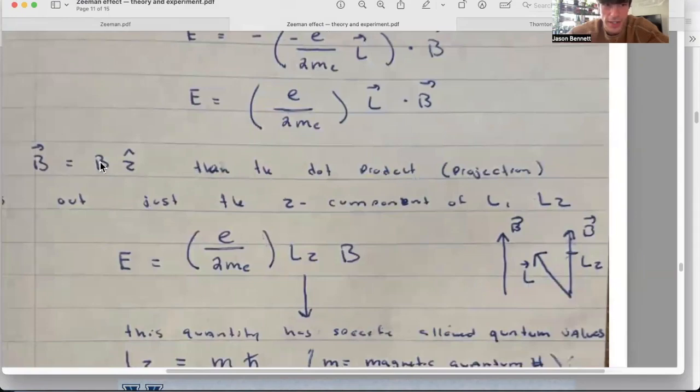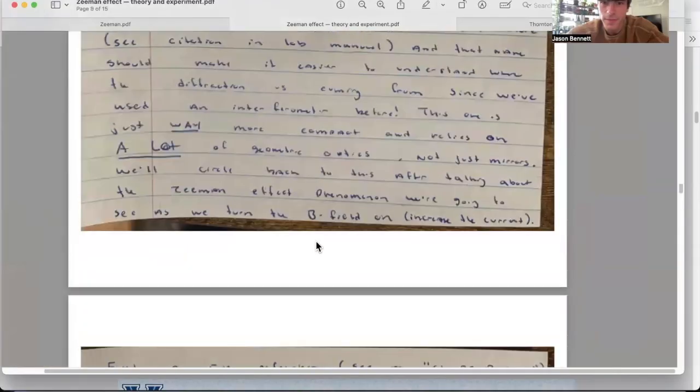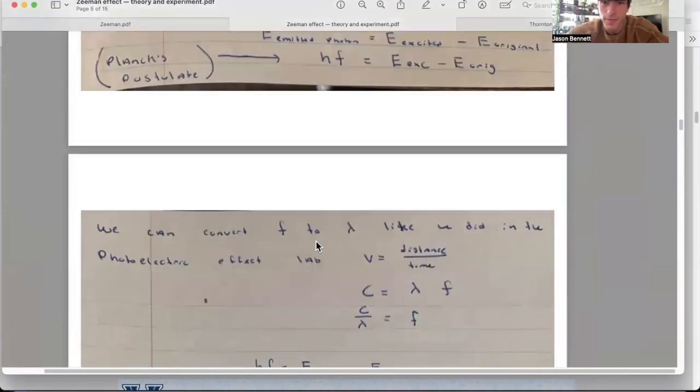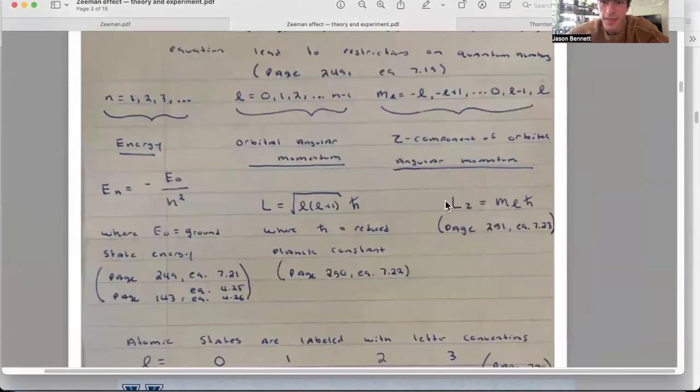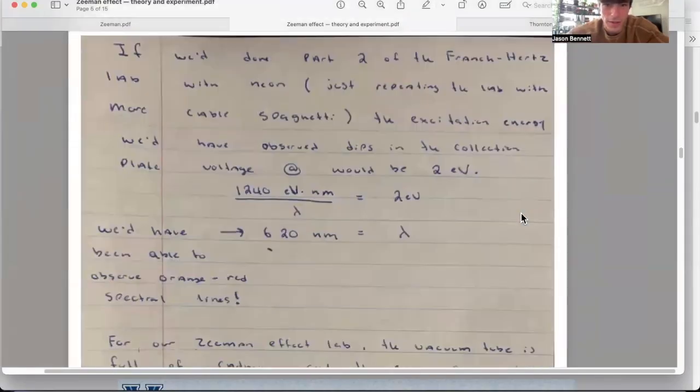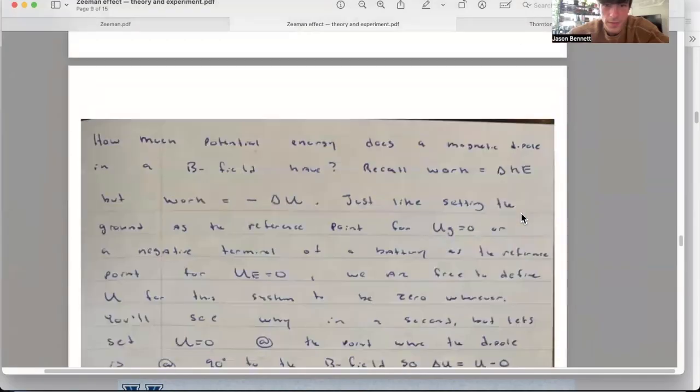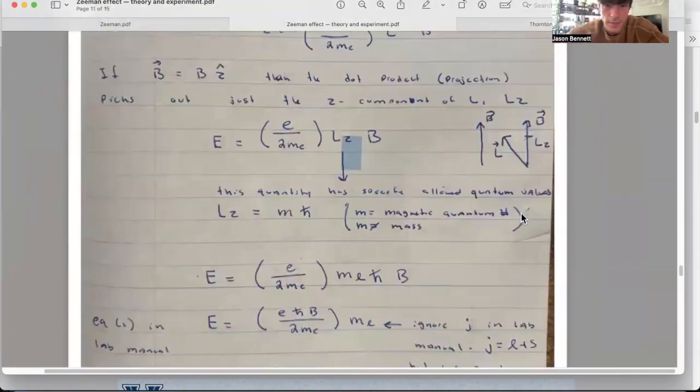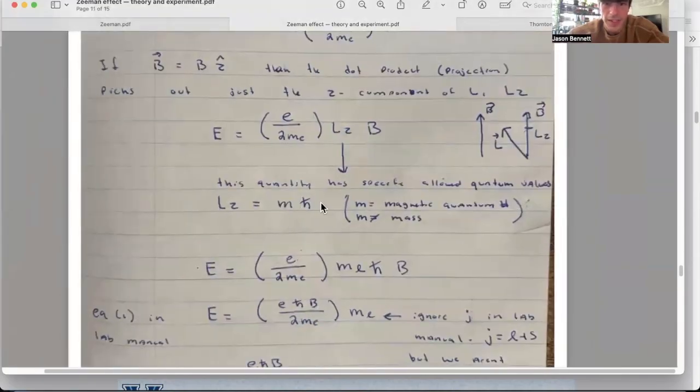So just changing this vector to a B, I'm just going to say that's my magnitude of the magnetic field. And this is now my Z component of the angular momentum. And that is a quantized quantity. So now let's start thinking about this in terms of the quantum number ML. Let's plug this in here. There we go. So this has very specific, only allowed quantum numbers.